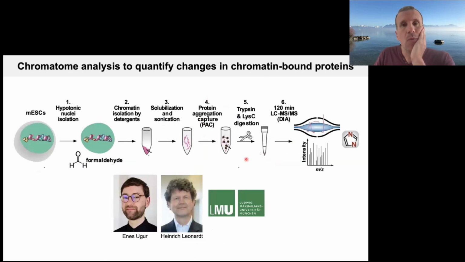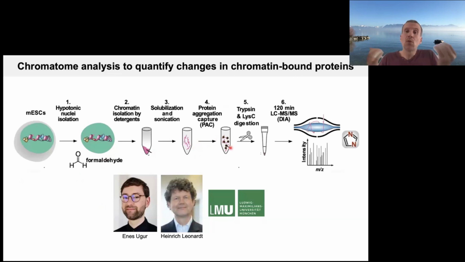So then to confirm these results, we collaborated with Enes Ugur, postdoc who was at the time PhD student in the Leonhardt lab in Munich. And so they have developed a method that allows to analyze the proteome that is bound to chromatin, the so-called chromatome. So the basic idea is to cross-link proteins to chromatin, then to sonicate this, to then extract the proteins, digest these proteins, and finally do mass spec on these proteins. So this allows you to have a broad view on the proteins that are bound to chromatin.